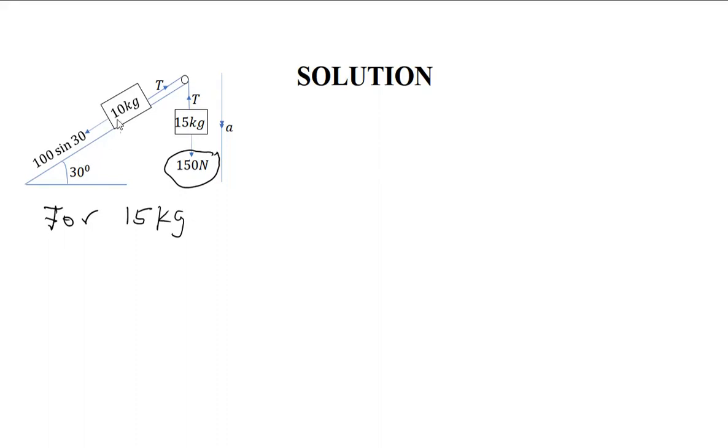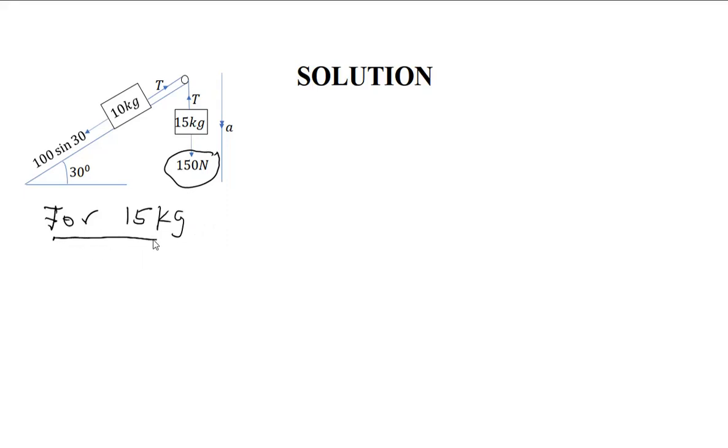The force that tends to move the body down the inclined plane will be the weight times sine 30. The body is of mass 10 kg, so the weight will be what? 10 times 10, which is what? 100.